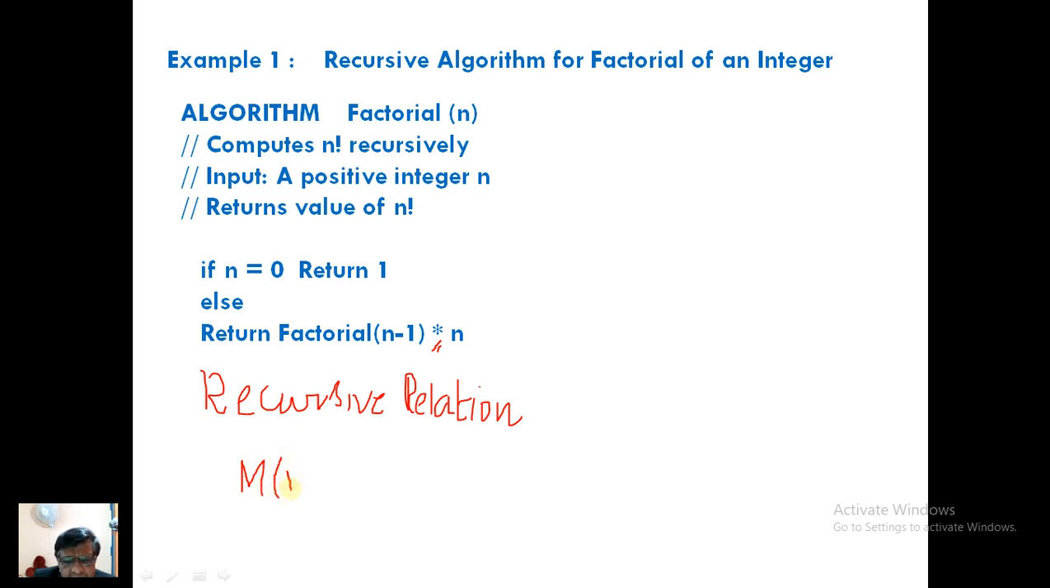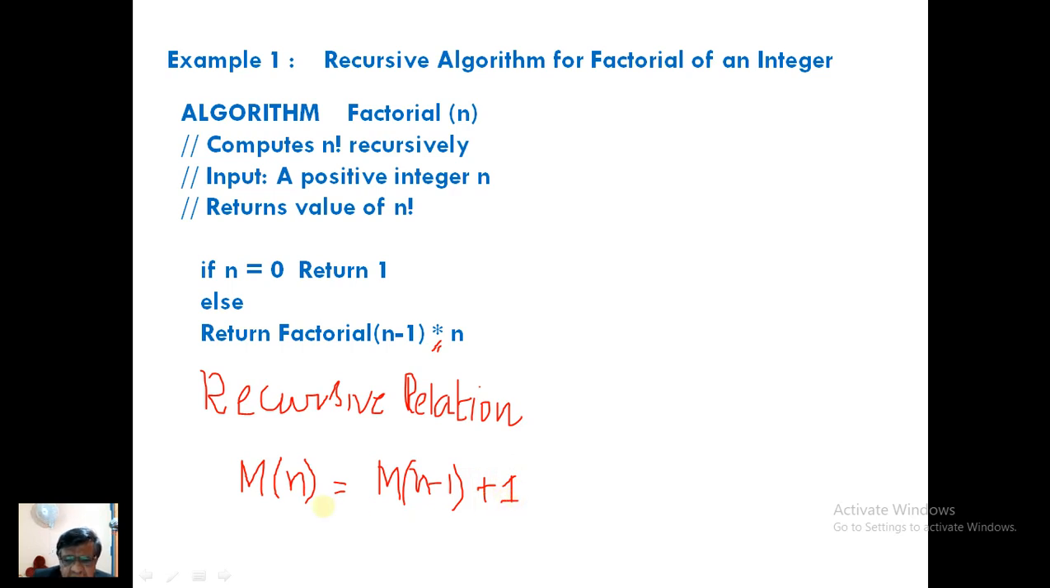So the number of multiplications that is needed in order to find factorial of n equals the number of multiplications that is needed in order to find factorial of n minus 1. We don't know, we will just write it like this, recursively only. Plus 1 multiplication before the function is called.